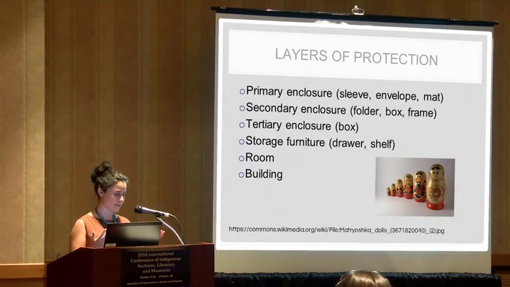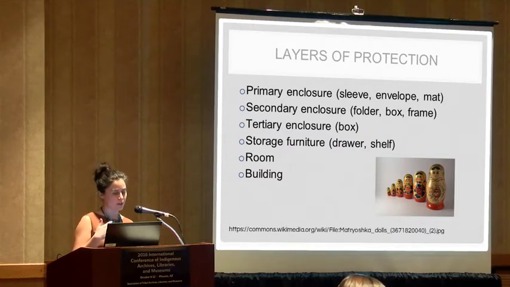We talk about things having a primary enclosure, a secondary enclosure, a tertiary enclosure. The primary enclosure is anything in direct contact with the object, a secondary enclosure is anything the primary enclosure is in, and tertiary is anything the secondary enclosure is in. Then that extends out to the storage furniture you're using, the room it's in, and your building. For all of those, you want the highest quality you possibly can.